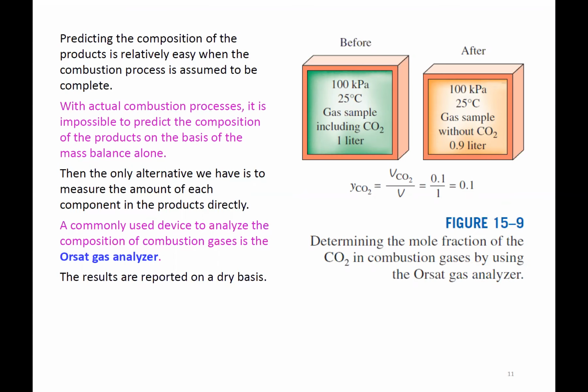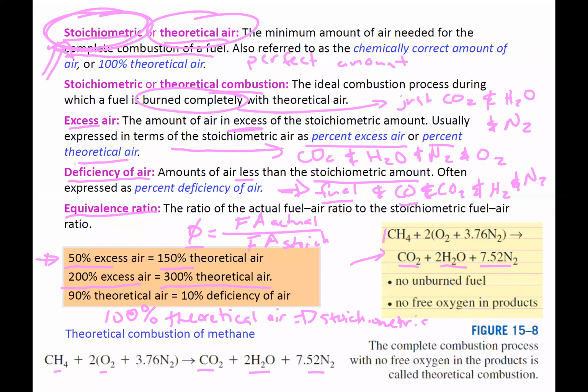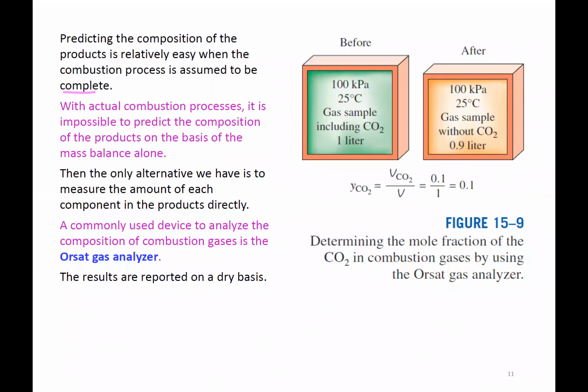If we assume the composition of our products is complete, so that means, let's say we had stoichiometric combustion, then we can predict what we'll get as CO2, water, and nitrogen for our fuel. We can predict just from the chemical reaction what we would get, and that could tell us how much carbon dioxide we're producing for that fuel, right?